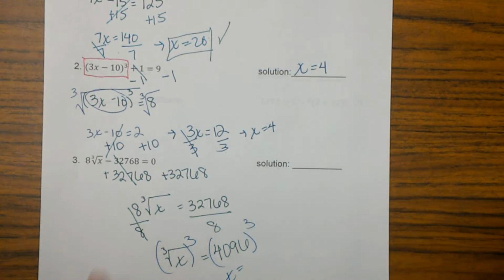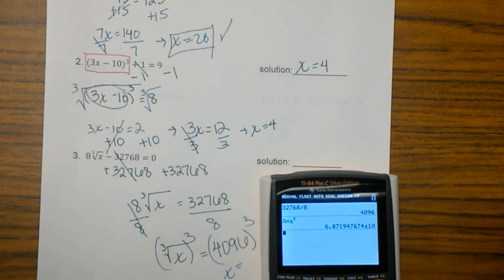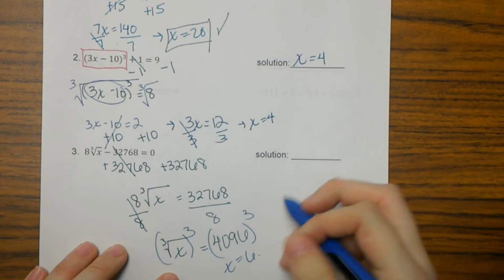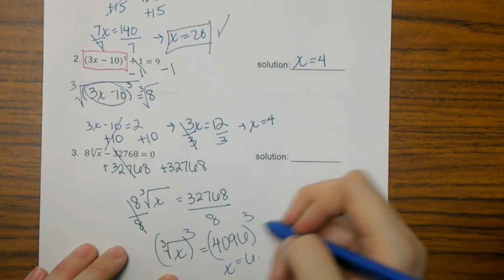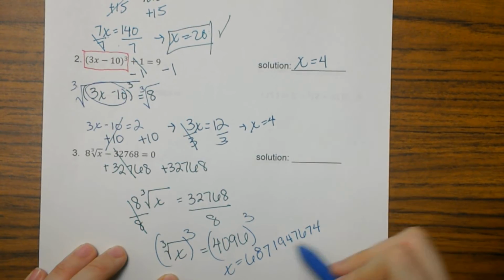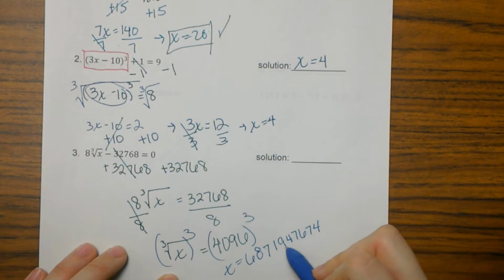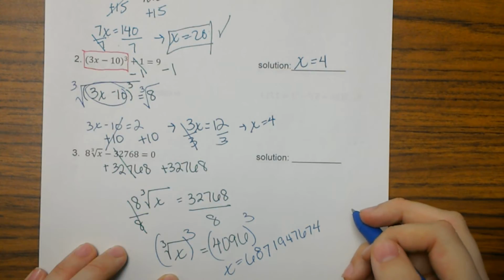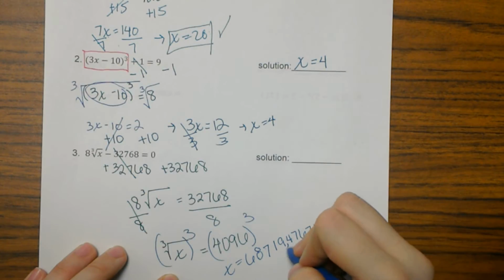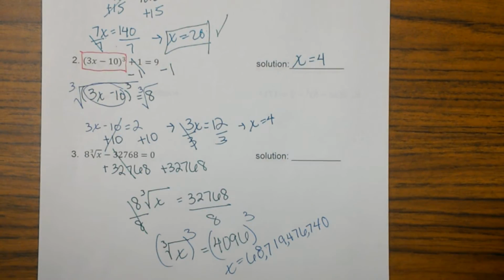this answer is about to be ridiculous. That's huge, and you wouldn't see something like that on the test. But this question was just to show you that you can get any answer. So that's saying that I have 6, 8, 7, 1, 9, 4, 7, 6, 7, 4. I don't know what my last decimal is, so I'm just going to say 0. So that's something like 68 billion as my answer.